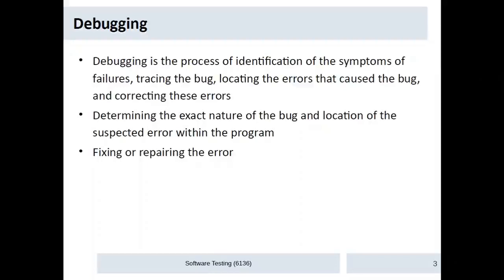Let's summarize. Debugging is the process of fixing an error in the software. It involves identifying, analyzing, and removing errors.